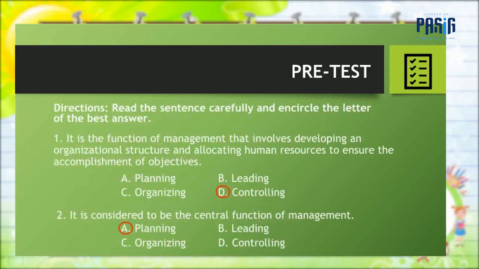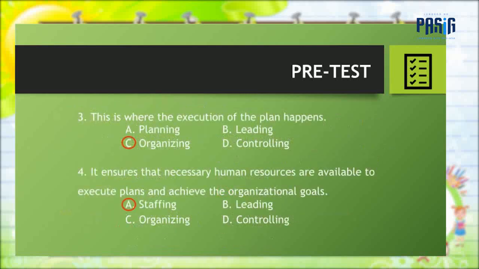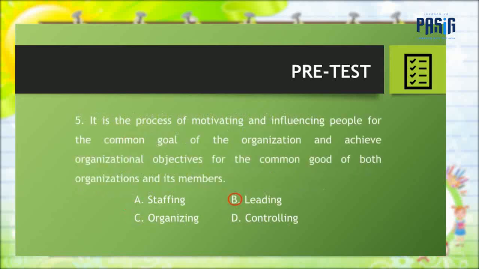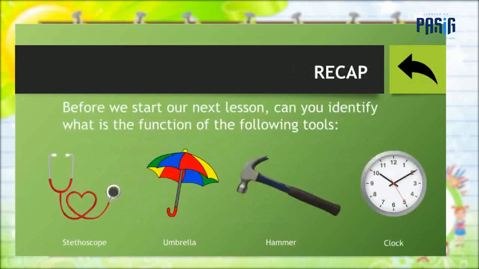Answers for the pretest: number 1, D. Controlling. Number 2, A. Planning. Number 3, C. Organizing. Number 4, A. Staffing. Number 5 is B. Leading. In our previous lesson, we have discussed management, and it was considered as a process.